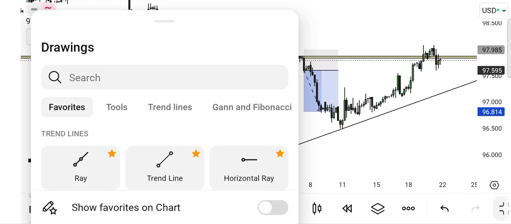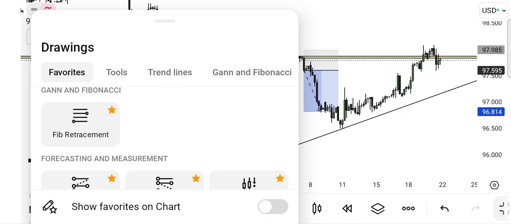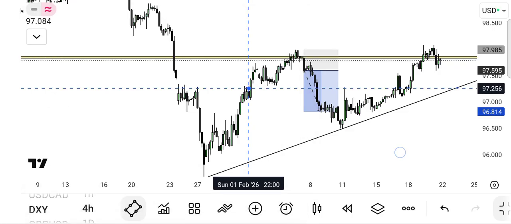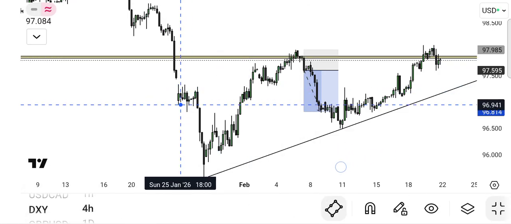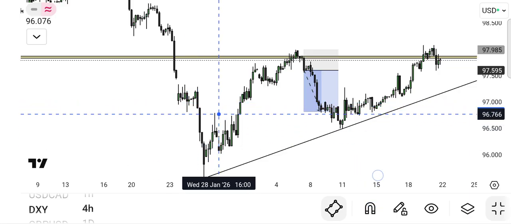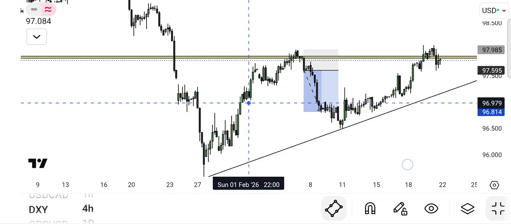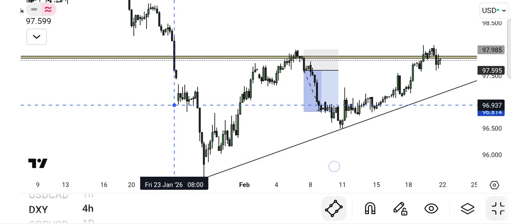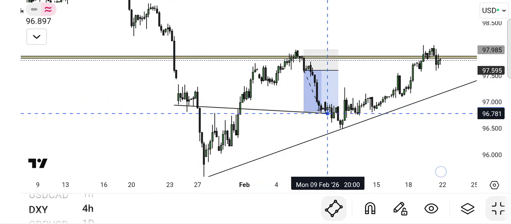Now you could see that at this point here, when market was coming back down, we had this reaction here. And when market was coming back up, we had this reaction there. And when market came back up, it pulled back to that point here. So we can come to this point here, creating something like this.